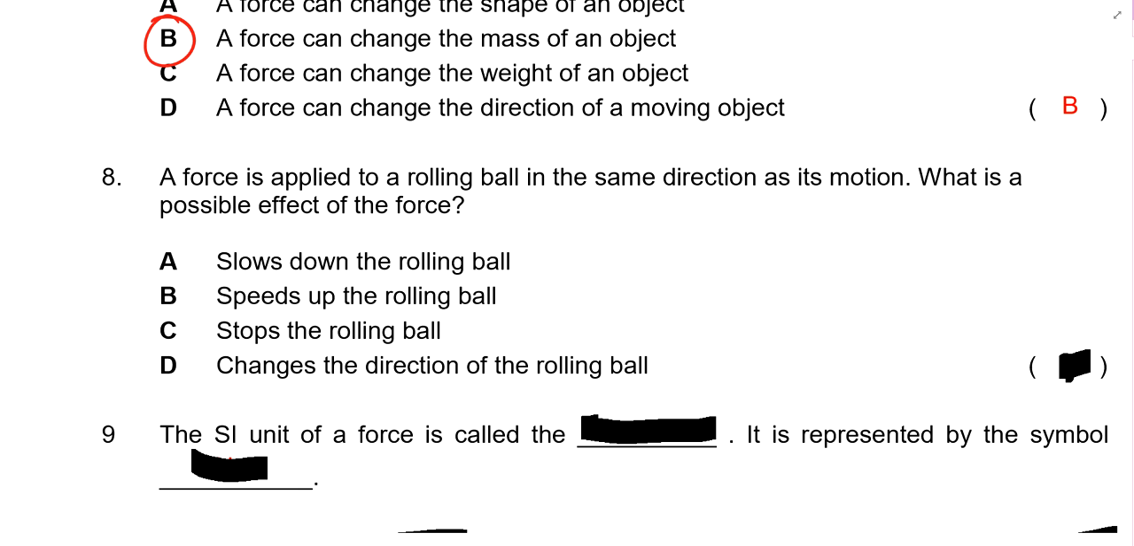Now, question 8. A force is applied to a rolling ball in the same direction as its motion. So assume the ball is traveling towards the door. I have a force applied in the same direction, what is the possible effect on the ball? Speed up the ball. So the ball is traveling towards the door, I apply a force in the same direction. It must speed up. V.